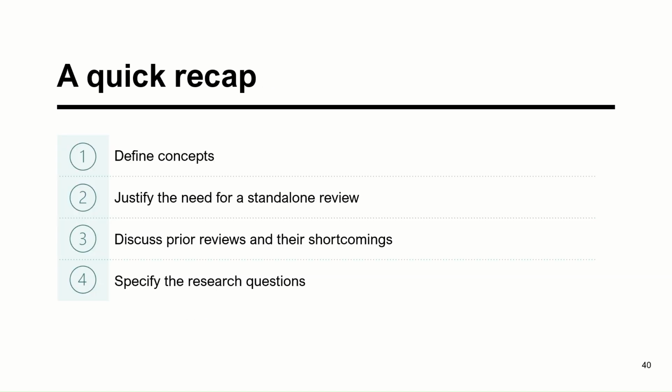So, to close the session, a quick recap. What did we do? Irrespective of what review you've chosen to go with, it's important that you define the concepts, the constructs that you are embarking on as part of the review. Define the concepts upfront. Justify this need for a standalone review. Discuss what prior reviews have talked about. Highlight some of the gaps and shortcomings. Specify the research questions. Be very accurate, and also discuss how your review addresses the research questions that you've proposed.